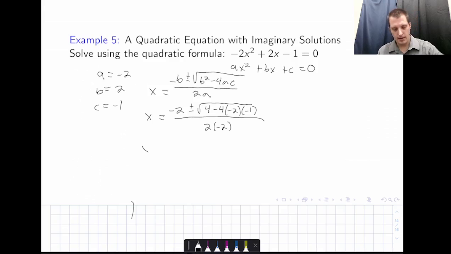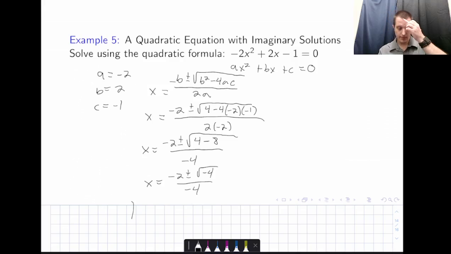So here we get x is equal to -2 plus or minus the square root of 4. We have three negatives, so we're going to get a negative. 4 times 2 is 8, times 1 is still 8, all over -4. So x is equal to -2 plus or minus the square root of -4 over -4. And we'll continue.